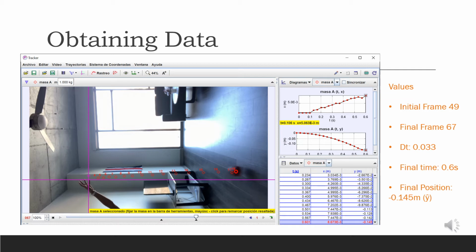Also, it is important to note that our object is moving in the negative y direction, and the object was at rest, which was when the object was held by the hand. All of these values are crucial because we're going to put them into our computer to get our model and be able to compare our results.